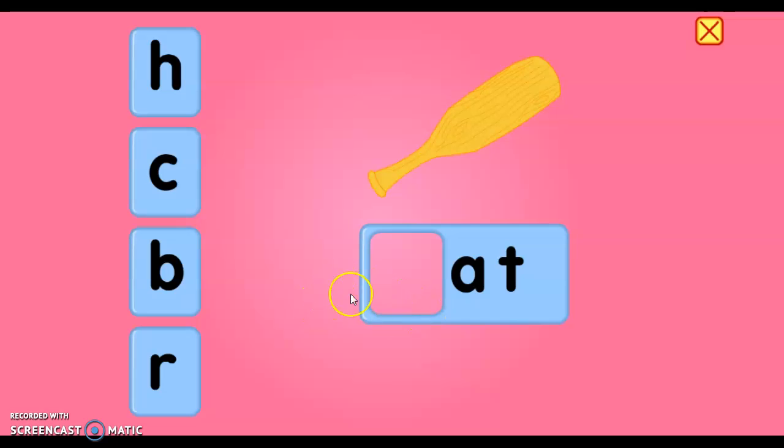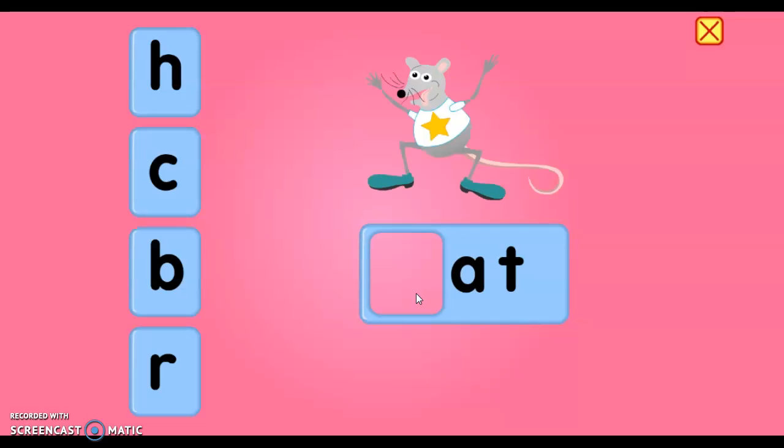What do we need to put? What is the missing letter? B. Very good. Let's try it. Excellent. Now, the next picture is a picture of a rat. What do you think is the missing letter? Rat. Very good.